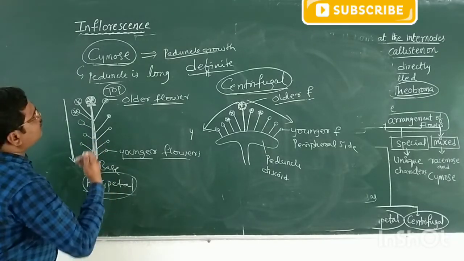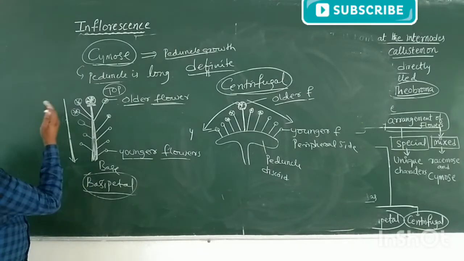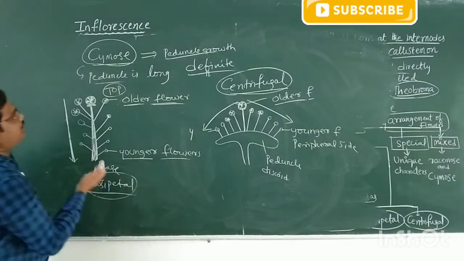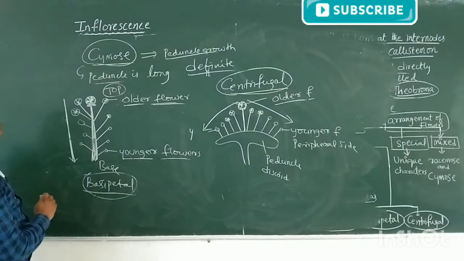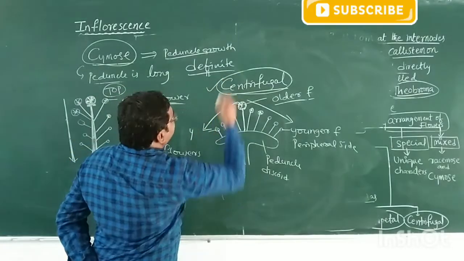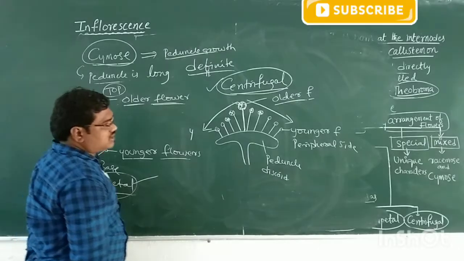So again, the opening and arrangement of flowers is centripetal and acropetal in racemose. In cymose, it is basipetal and centrifugal arrangement and opening of the flowers.